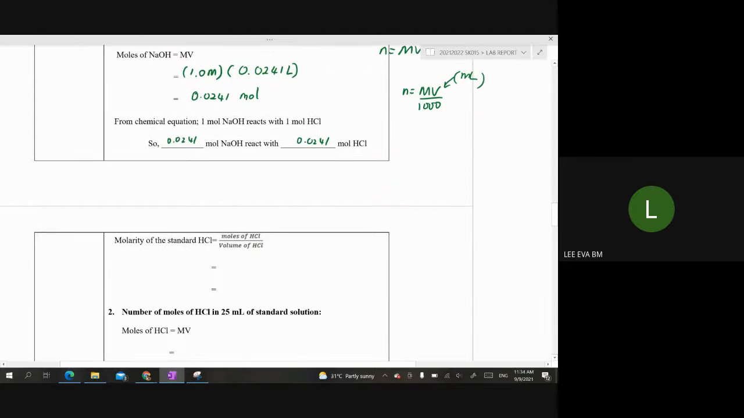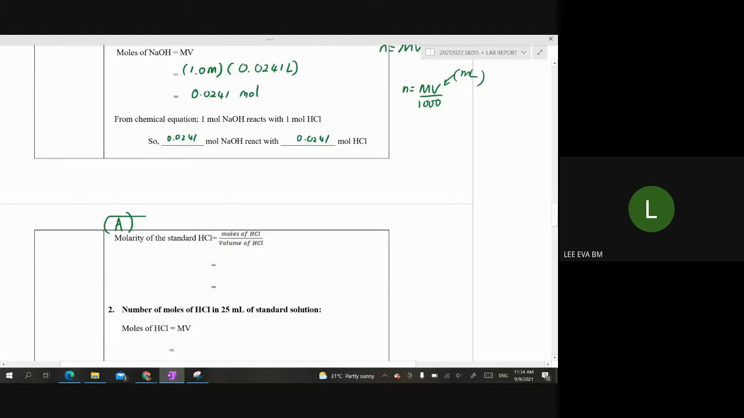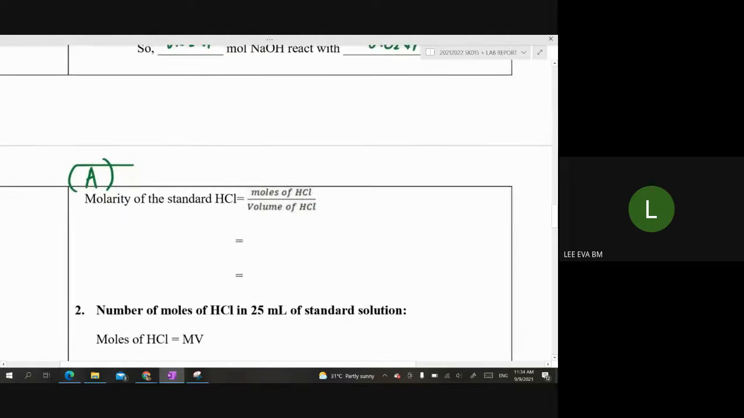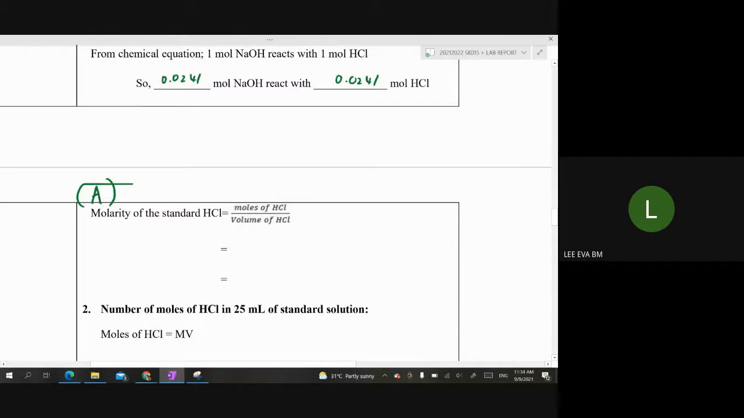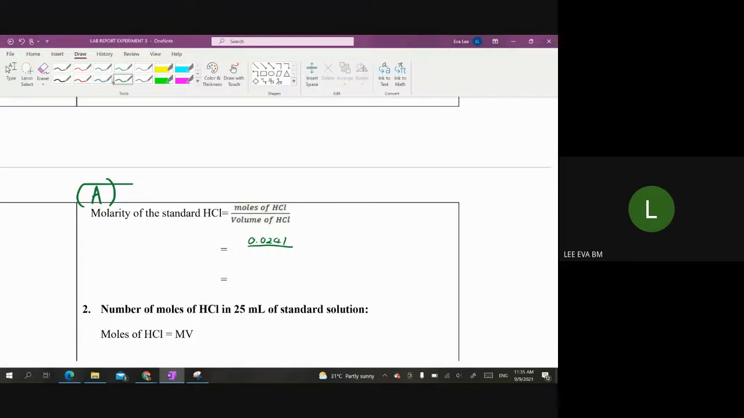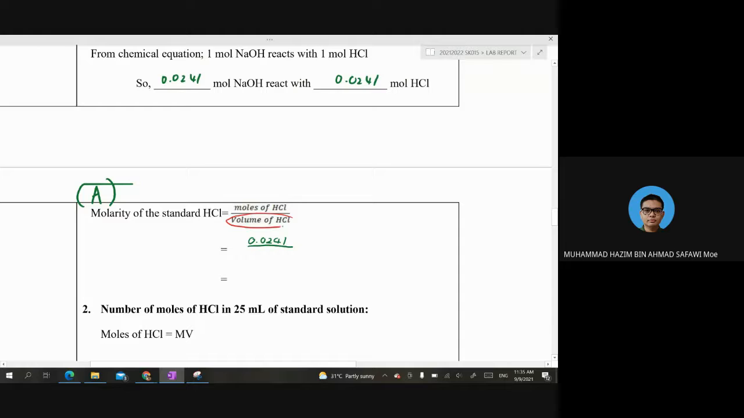A. So ini adalah kita punya target dalam part A. Kita nak tahu concentration HCl. Okay, cuba masukkan awak punya data dalam mencarikan awak punya molarity HCl. So we got number of moles 0.0241. We got the volume, which is equivalent to how many? 0.025 liters. Yes, 0.025 liter. Sama dengan 25 mililiter dalam awak punya conical flask.